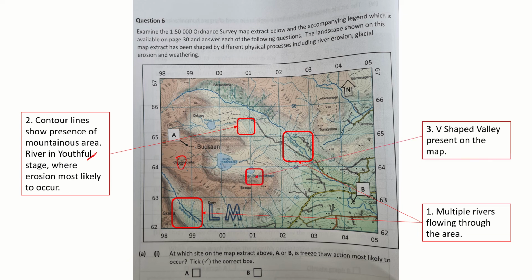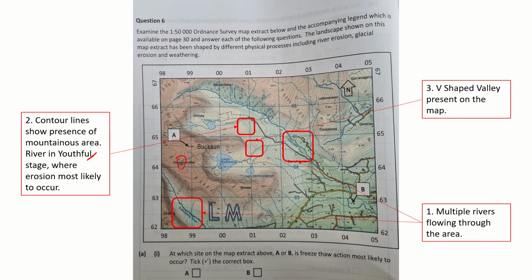Brilliant stuff. The third piece of evidence we can find on the OS map is that there's a V-shaped valley present on the map. I can't zoom in on my PowerPoint here, but if we look really closely, this is how I identify a V-shaped valley on an OS map. I look at the contour lines, and if there's a river flowing through them, the contour lines in this area follow, I'm not able to change my color, so we'll say this red line here is our river, and I can identify V-shaped valleys on the OS map as the contour lines almost follow this V shape as the river flows down the valley.